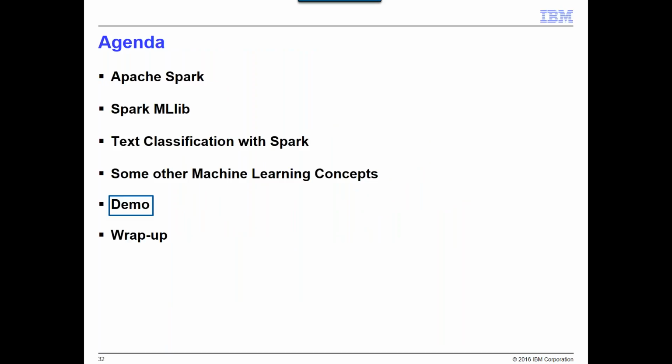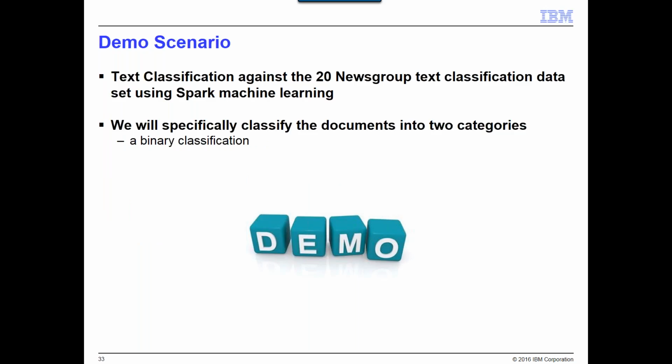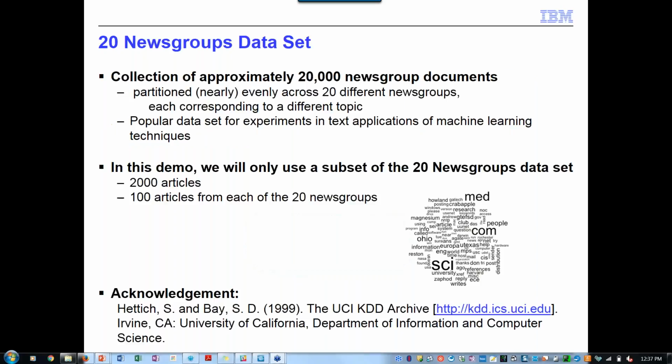Just before we actually look at Spark itself, I wanted to set up the demo in a little bit of detail, because sometimes as you go through these, it's easy to get lost behind the trees. The demo scenario is text classification against the 20 newsgroup text classification data set. Again, we're using Spark machine learning, and we're going to classify into 2 categories, binary classification. Specifically, we're going to look at whether the documents are computer-related or non-computer related.